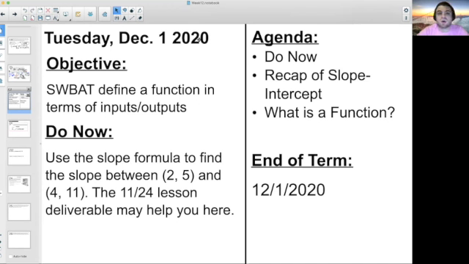All right, so folks, let's go ahead and get started. What we're gonna do is use the slope formula to find the slope between the points (2, 5) and (4, 11). You may wanna use the 11.4 lesson deliverable to help you. So if you wanna go back and look at what you submitted to the Google Classroom, that might be a good suggestion for you to pursue. So folks, please take a moment, pause the video, try to find the slope between these 2 points. Okay, then when you're ready, unpause and you can see what I got.